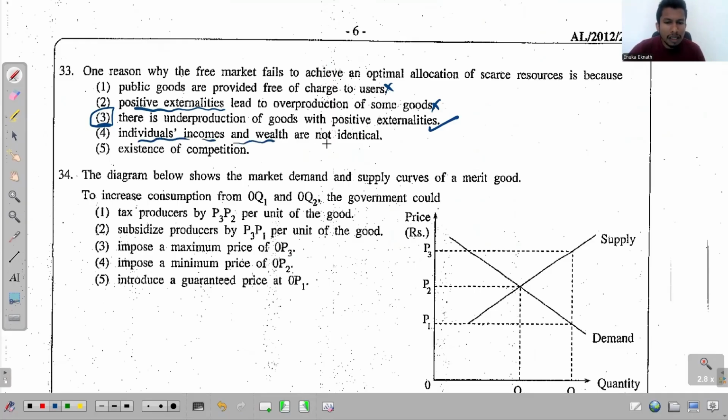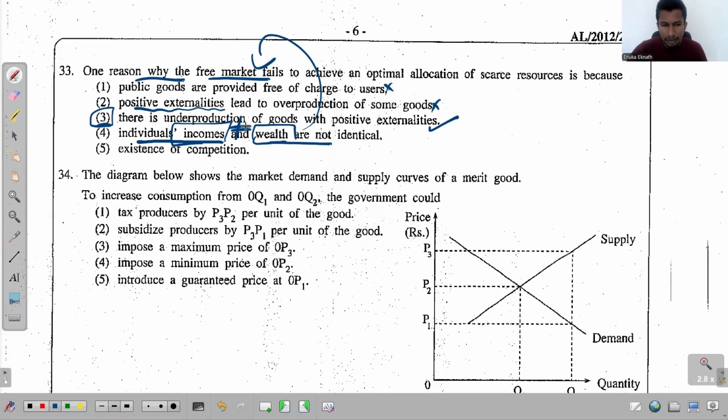Individuals' income and wealth are not identical. The wealth not being identical is not a reason for the market failure. Now don't misunderstand these things. On one side there is individuals' income, on the other side there is wealth. So since the income and the wealth are not identical, it's not about the disparity in the income distribution. It's not that kind of statement. They just say that these two are not identical. These two are unequal, so the market fails.